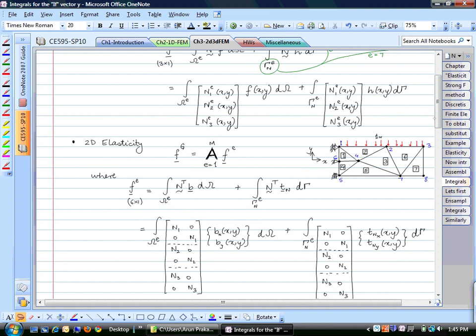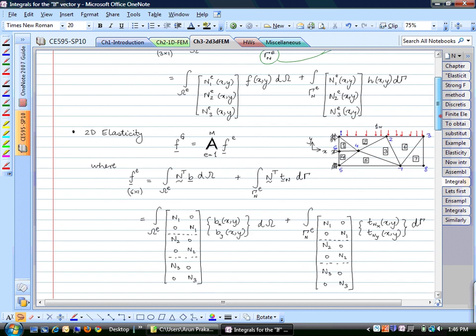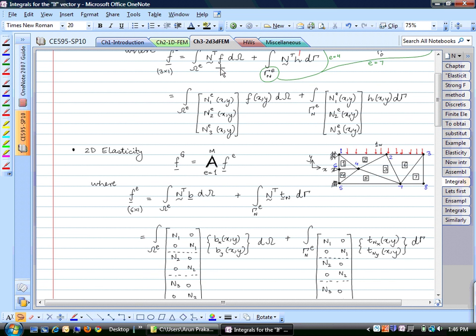And before we try to see how to evaluate those integrals, let's also consider the forcing term that we just talked about in elasticity. So in elasticity, we have the similar term N transpose b, but unlike the heat flux, which is a scalar, our body force is going to be a vector, right? So in this example, let's say I have gravity that is acting in the negative y direction. Then what would be this b? This b vector, what would be the b vector if I have gravity acting in the negative y direction?